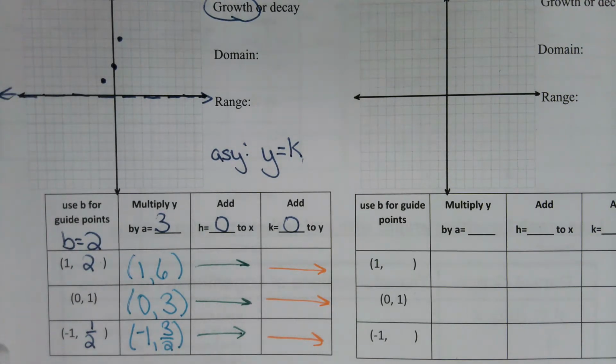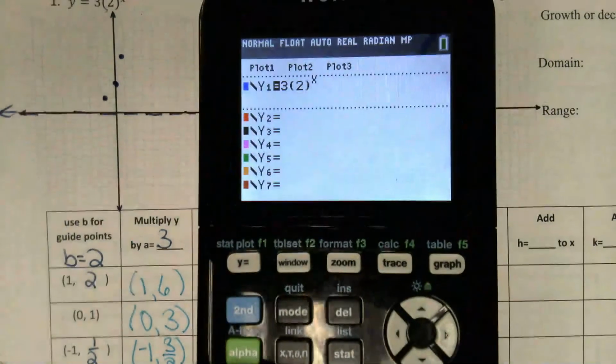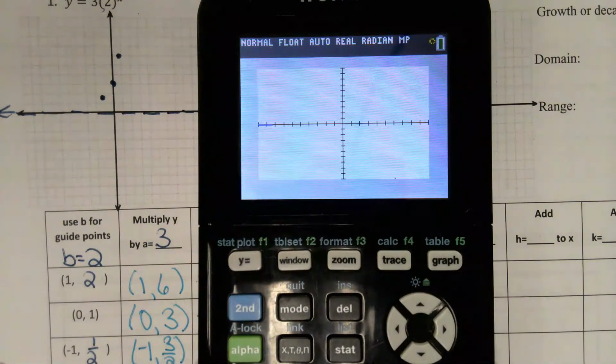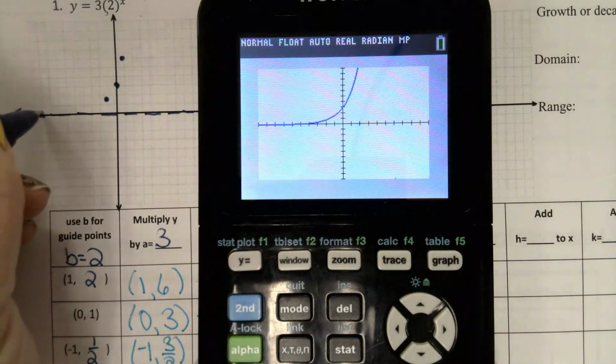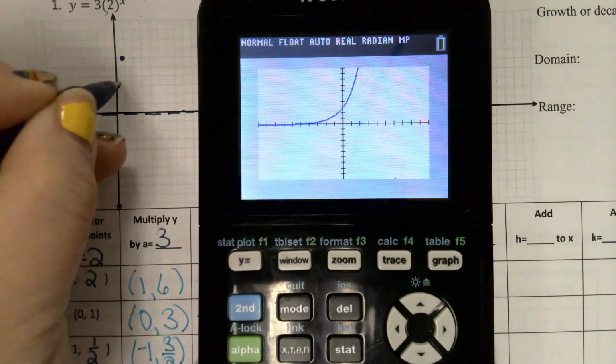And the beauty of being able to do our exponentials in the same way that we're going to need to do them for the logarithms is that I can actually type this into my calculator and check to make sure that it is correct. So we're going to do that now. We'll type 3 times 2 to the x into our y equals. And when I head over to graph, I'll see that really it does extend along my asymptote and continue upwards.